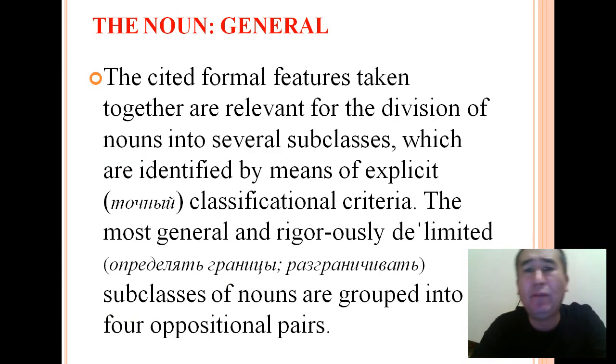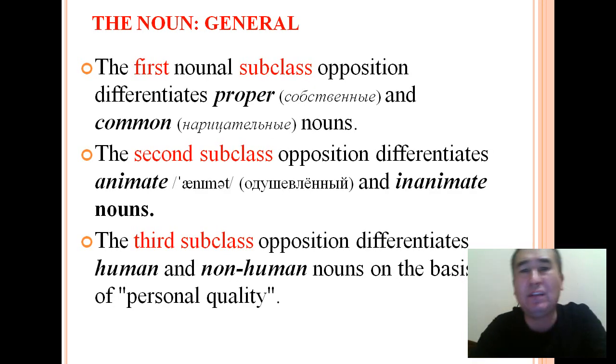The cited formal features taken together are relevant for the division of nouns into several subclasses, which are identified by means of explicit classification criteria. The most general and rigorously delimited subclasses of nouns are grouped into 4 oppositional pairs. The first noun subclass opposition differentiates proper and common nouns. The second subclass opposition differentiates animate and inanimate nouns, canlı, cansız.